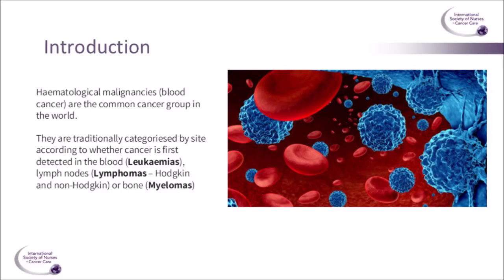Hematological malignancies, commonly known as blood cancers, are a significant group of cancers worldwide. They are typically categorized based on the site of origin, whether detected in the blood, lymph nodes, or bone. This includes leukemias, lymphomas, and myelomas.